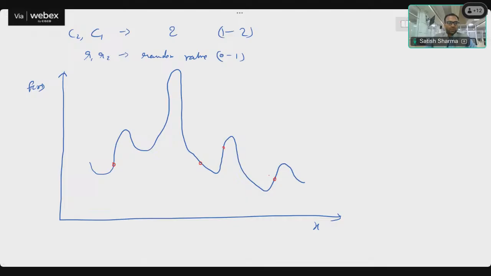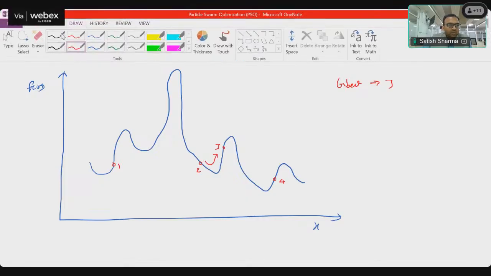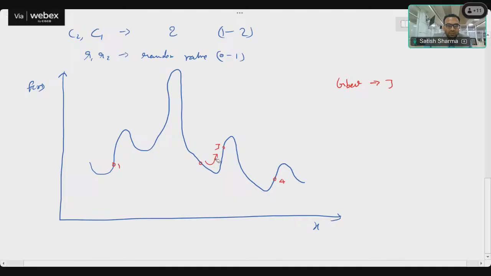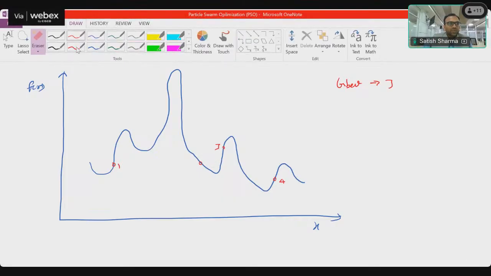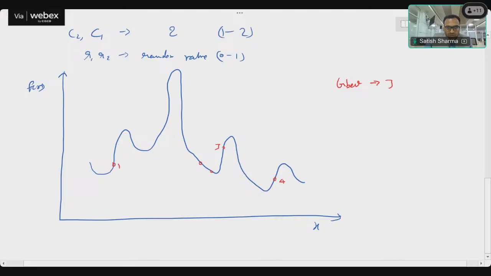Now if you look at particles number 1, 2, 3, and 4, the G best is basically the third particle. So the global best will try to move this second particle towards this particular point. And if this point is, let's say, instead, okay, let me change this one, erase the second, and let's make the second particle this particular point.